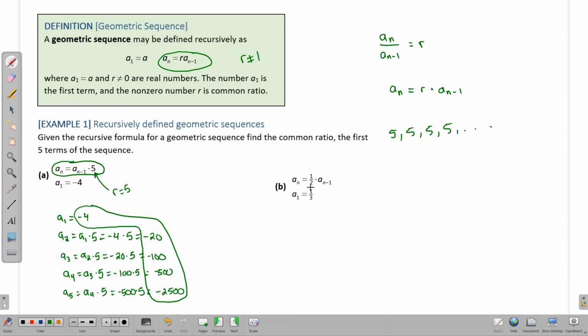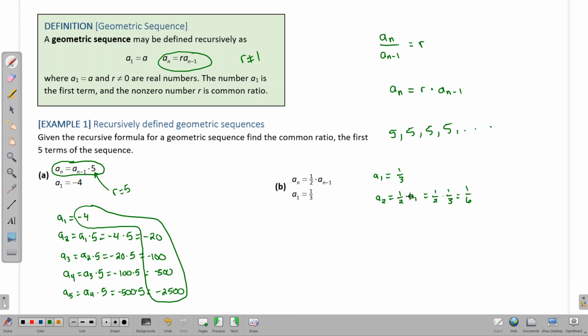Okay, let's try a different one. So again, we're given the recursive formula. We're told the first term is 1/3, and A2, the second term, is going to be 1/2 times the previous term. A sub n minus 1 is the previous term, which in this case is A1. And so that's 1/2 times 1/3. Well, that's going to come out to 1/6. And you just keep that process going.